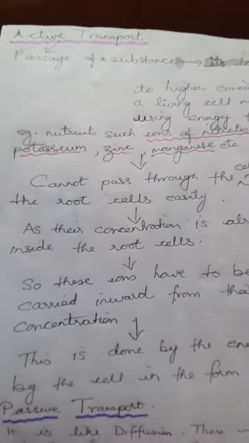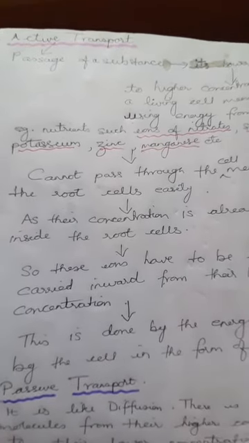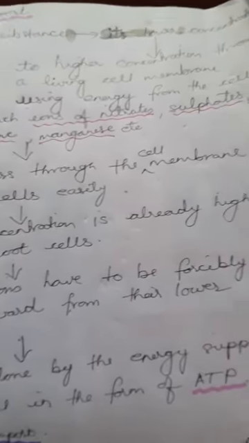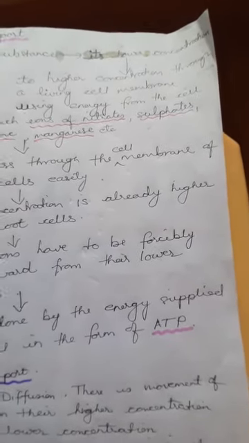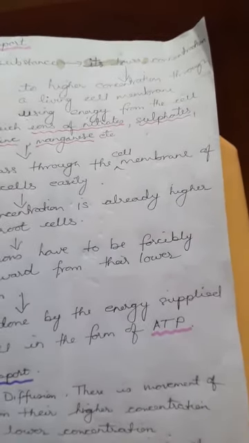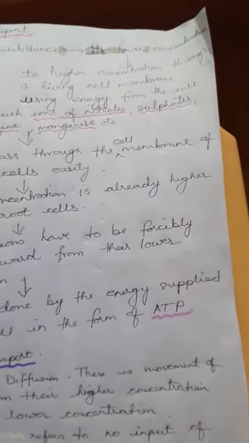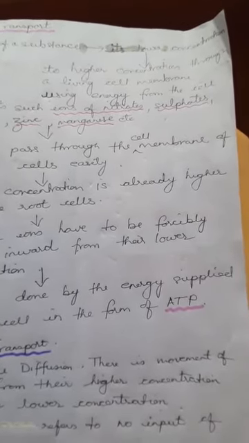The next thing that we did was active transport. Now what is active transport? It is the passage of substances from a lower concentration to a higher concentration through a living membrane. And here, when it has to move from a lower concentration to a higher concentration, energy is required, and energy is given by the cell.